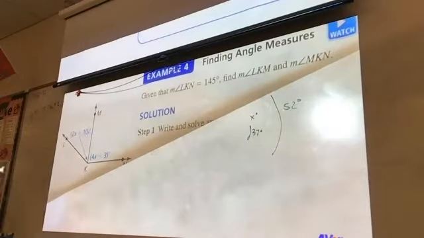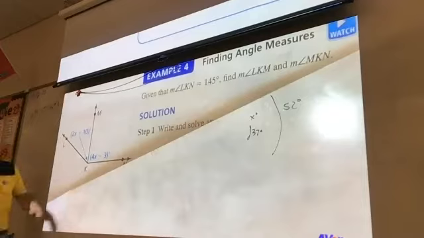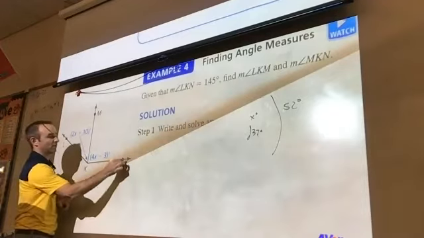Now we can set up that equation. Add up the two smaller angles, make it equal that 145. Go ahead and solve that out. At the end, we're looking for LKM and MKN. That's what we're looking for.